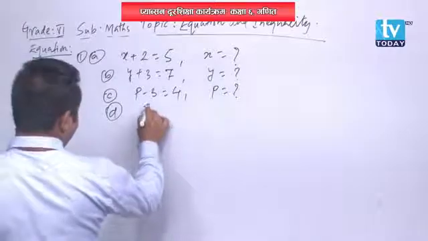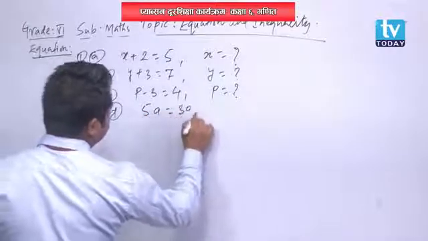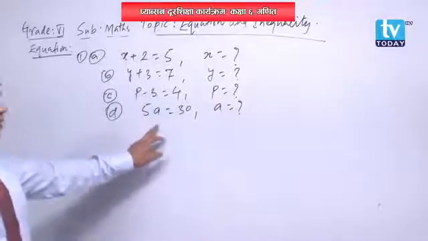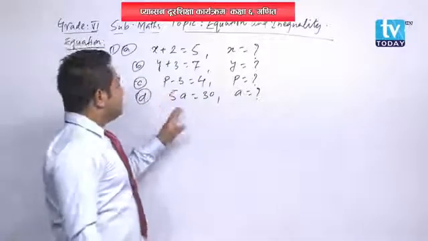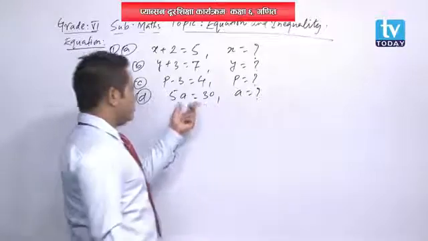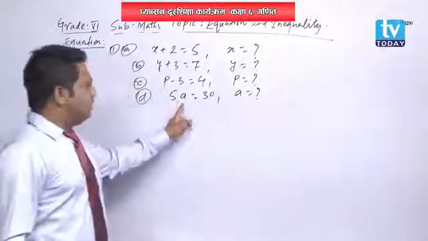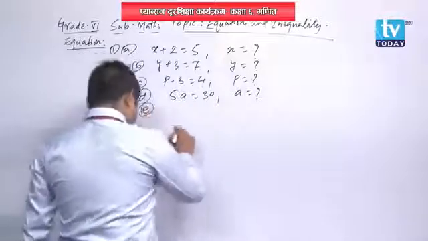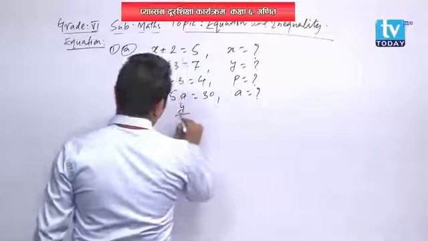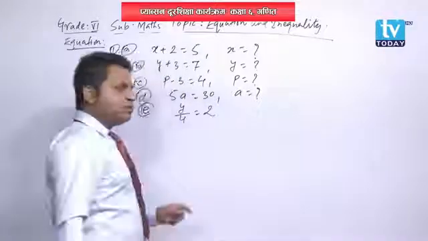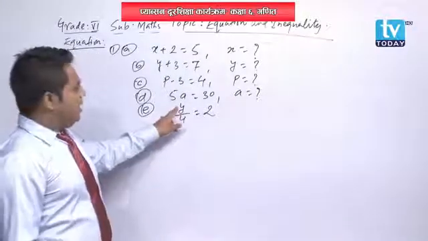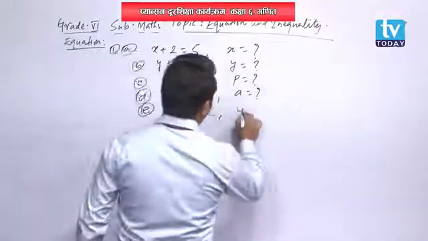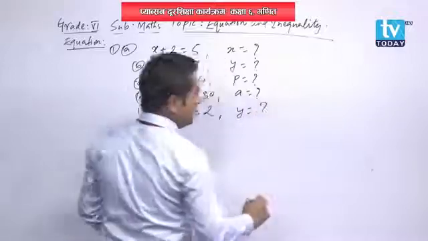Number D, if 5a equals 30, then what is the value of a? There must be a fixed value of a that satisfies this equation. This is also an equation, although there is a multiplication symbol. Number E, y upon 4 equals 2. This is also an equation because there is a variable y and there is an equals to symbol. Then what will be the value of y?